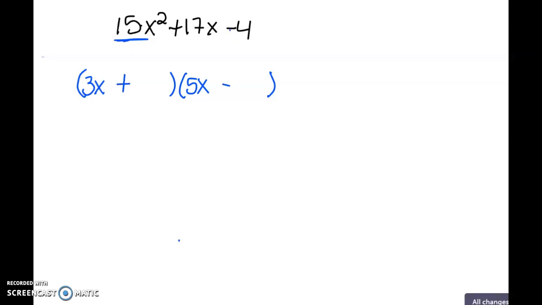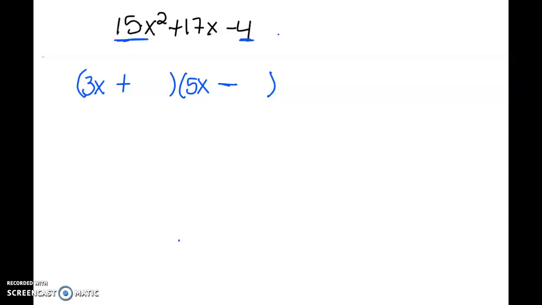If this last term were a positive and everything's positive, then I know everything in my parentheses has to be positive. If, for instance, the last term is positive but the middle's negative, then that tells me that I have to have both of these negative in order to result in a positive last term but combine to a negative middle term. So you just look at the signs and decide what you want.